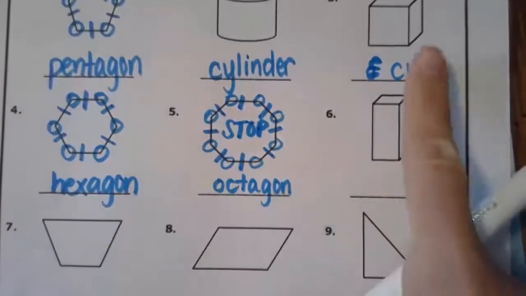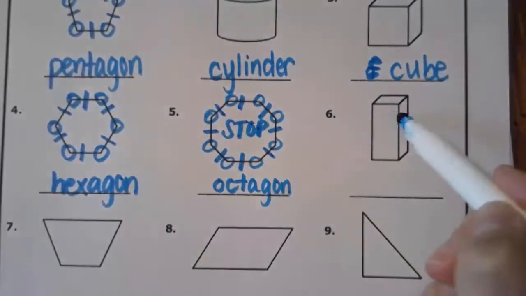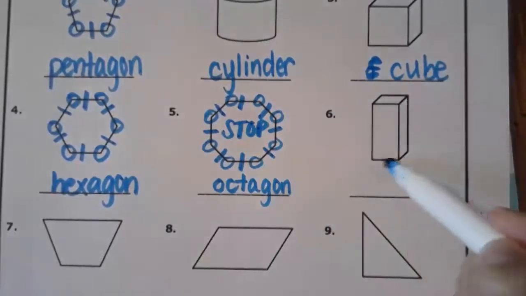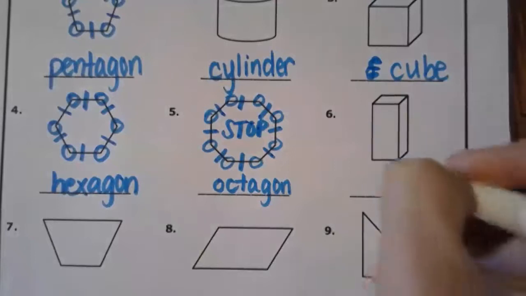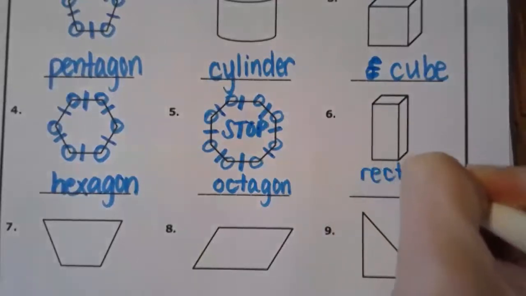Next, this looks like a cube. It is a three-dimensional solid shape, but its faces have rectangles. So that's known as a rectangular prism.